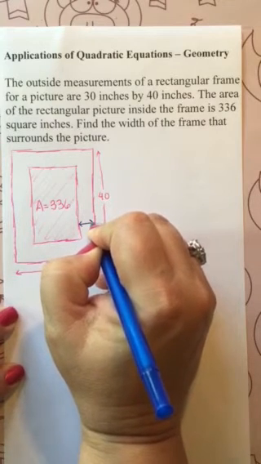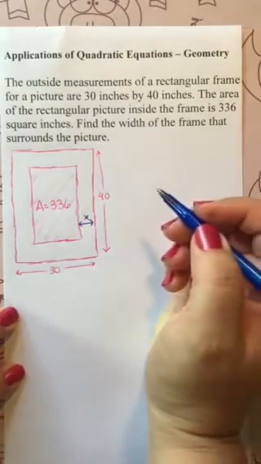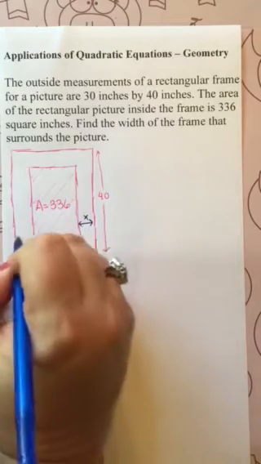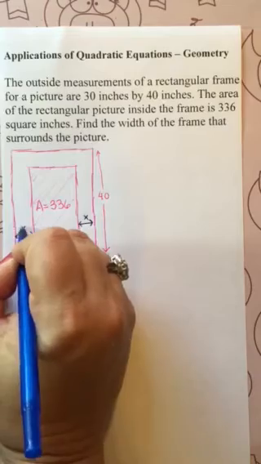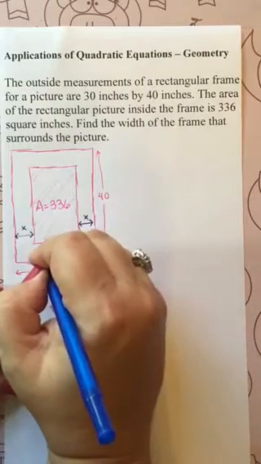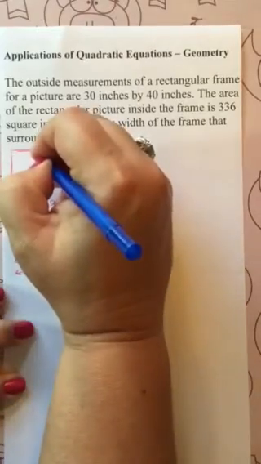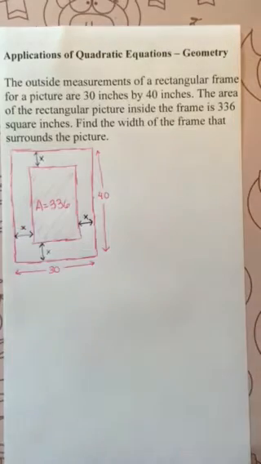Since that's what they're asking for, I'm going to go ahead and call that X. And notice that if it's X wide there, it's also X wide here, and of course, it's also X wide here and X wide there. That's the width of the frame. Okay, so let's see what we got here.